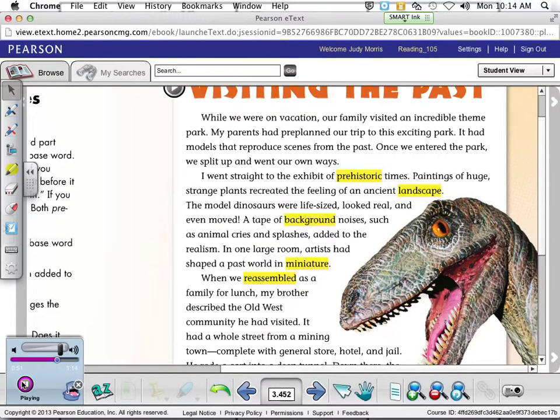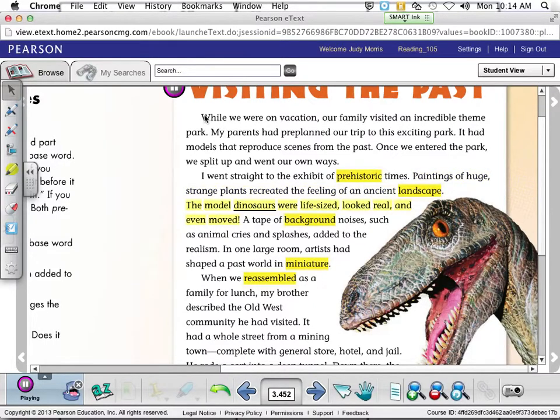On page 453. While we were on vacation, our family visited an incredible theme park. My parents had pre-planned our trip to this exciting park. It had models that reproduced scenes from the past. Once we entered the park, we split up and went our own ways. I went straight to the exhibit of prehistoric times. Paintings of huge, strange plants recreated the feeling of an ancient landscape.